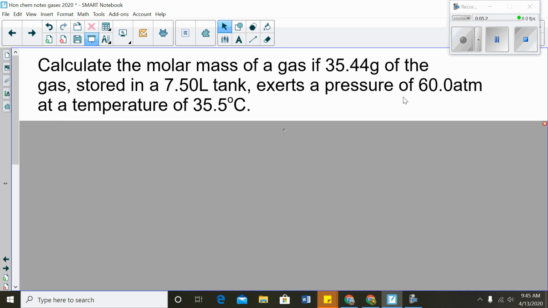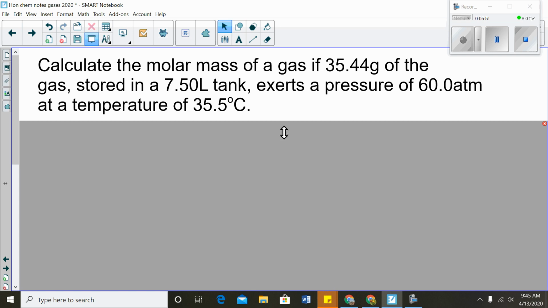All right, so let's just see what's going on here. So you're being asked to calculate the molar mass of a gas if 35.44 grams of the gas stored in a 7.0 liter tank exerts a pressure of 60.0 atm at a temperature of 35.5 degrees Celsius. You have a lot of information given to you in this problem. So you can use all of this information in one formula, and it's the formula to solve for molar mass.